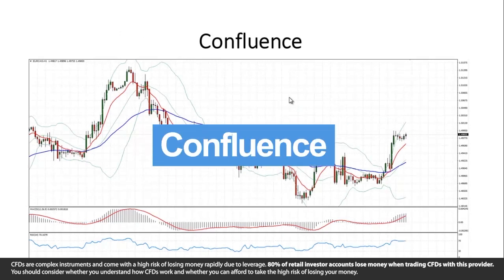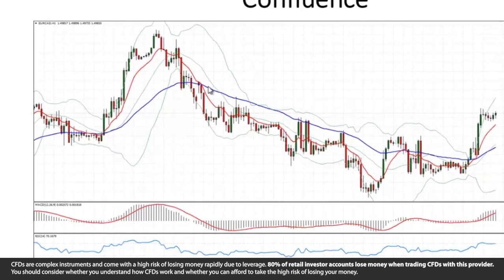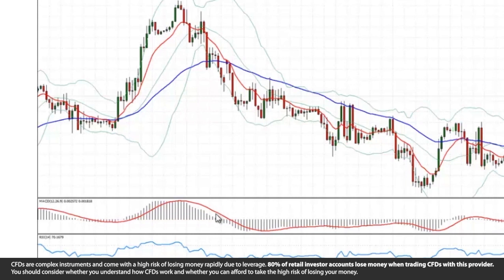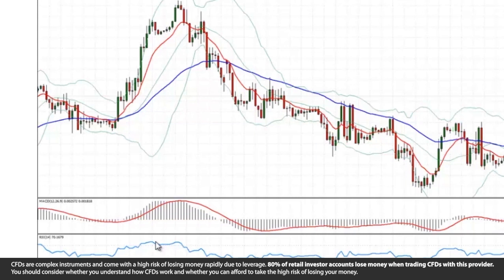Confluence. Using multiple indicators and their signals to take a trade. Here we have the RSI and MACD we already looked at. Here at the beginning of the chart we can see RSI is moving into overbought territory. This indicates that the market will reverse. However, we want something to help us filter out false signals on the RSI, so we should also look at MACD to give us confluence.